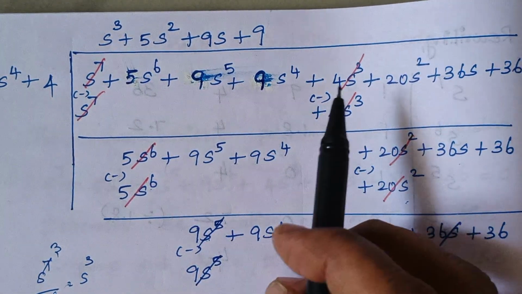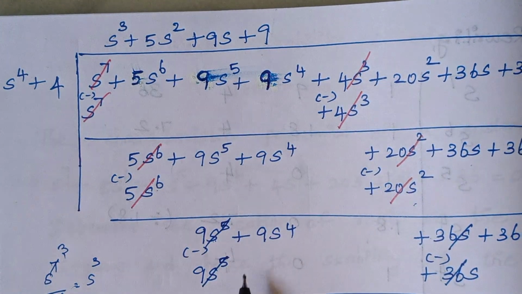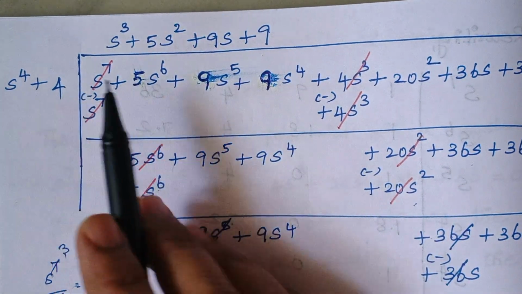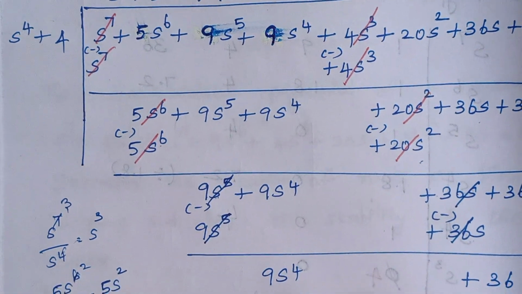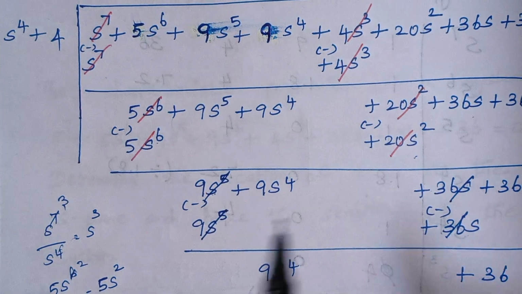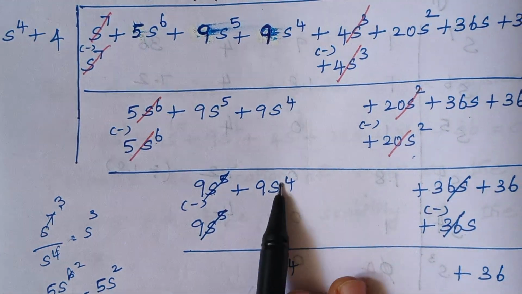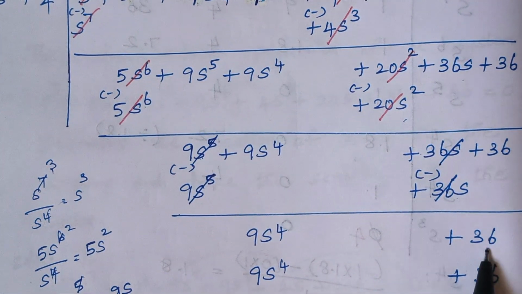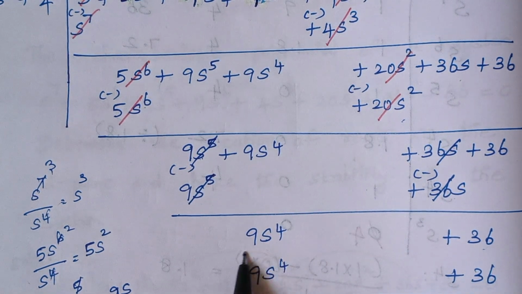And the next step is again multiply. 9s into s to the power 4 gives you 9s to the power 5, and 9s into 4 gives you 36s. Right. So after writing, again we have to subtract. So when you subtract, these two terms cancel each other and these two terms cancel each other. And the remaining term is 9s power 4 here, and again here plus 36. Right. So again, what is your first term? It is 9s power 4.